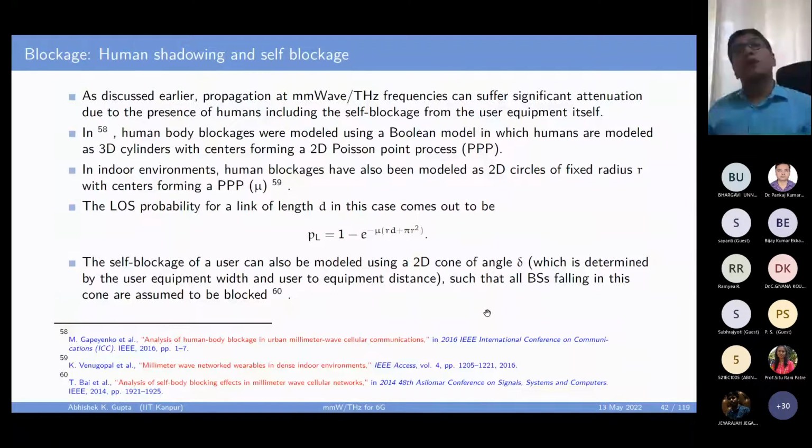Similarly, you can model self blockage. If you put a phone in front of you, so you are here and the phone is here, all the base stations which are behind the phone will be blocked. You see a 2D cone here, and all the base stations which lie in this cone will be blocked. People have used this cone-based model to model self blockages.